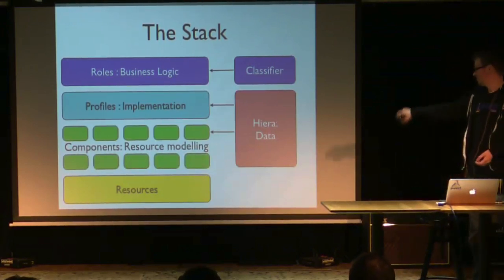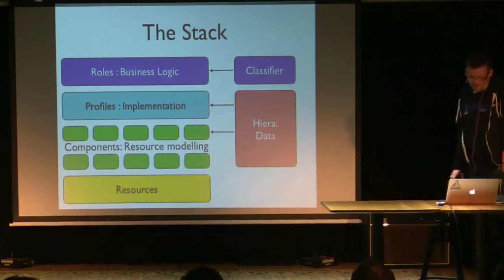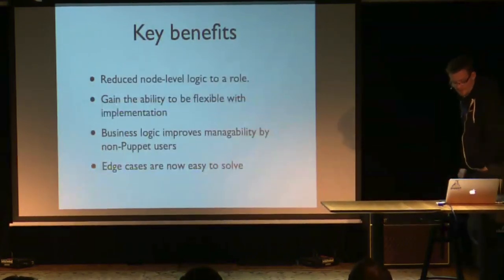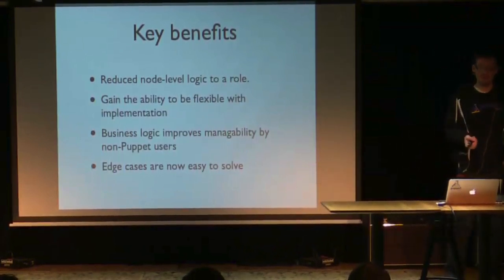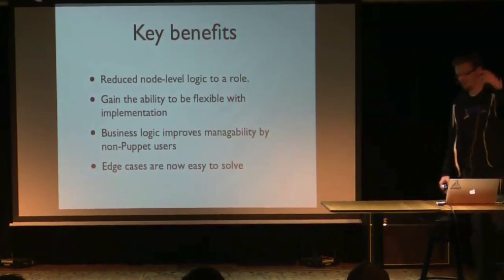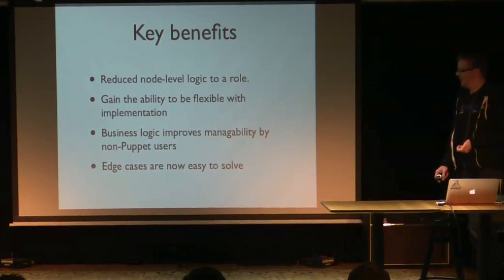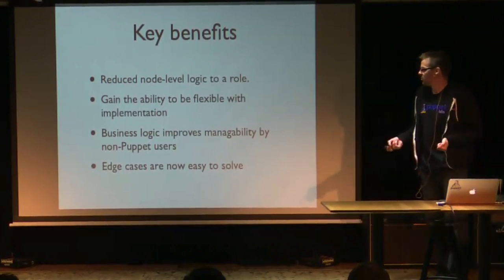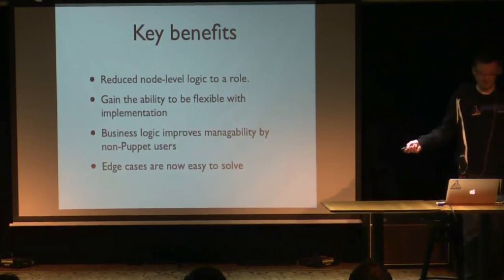And that is the stack. There's no more boxes coming up. So the key benefit to this is we've reduced the node level logic to just a role. So we're not saying now node Basil has to have all this. We're just telling Puppet what node Basil is. And we've got the ability now to be really flexible with implementation. And that's going to make our edge cases a lot easier to solve now.